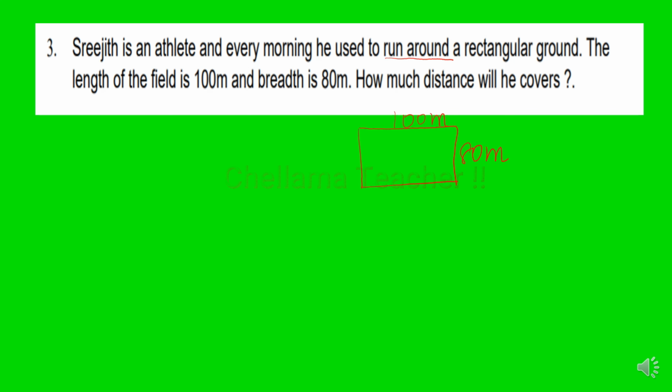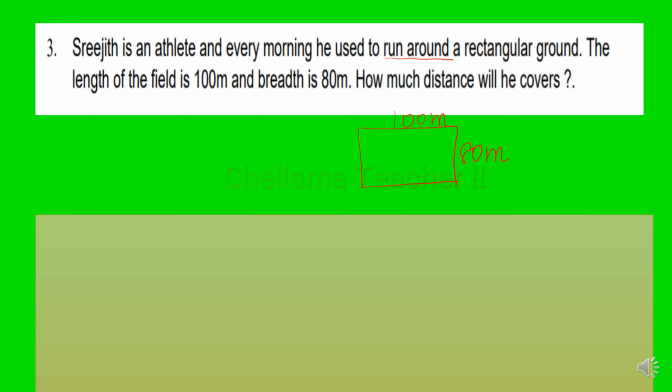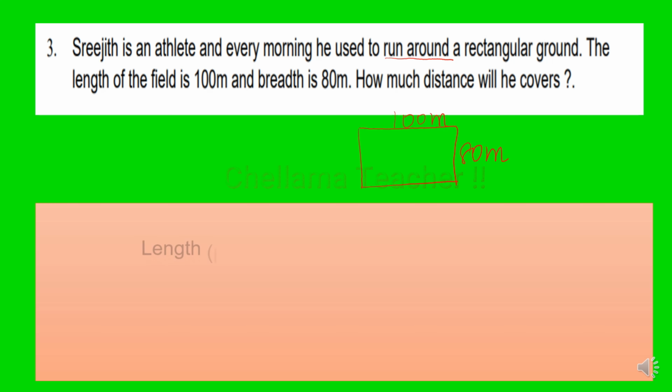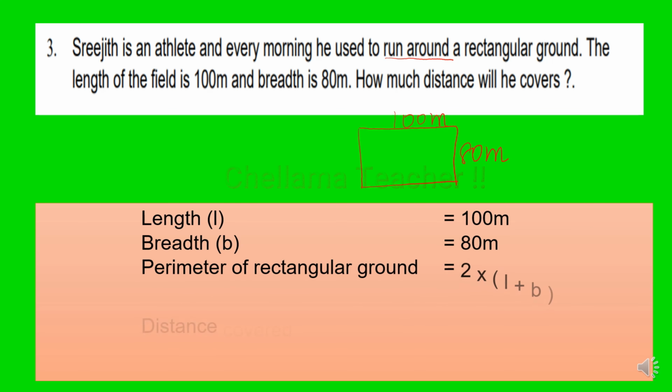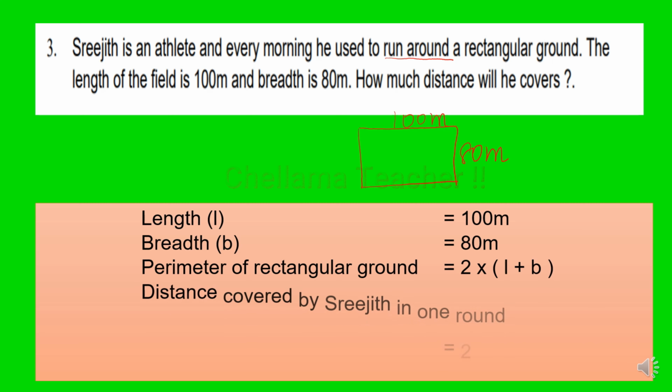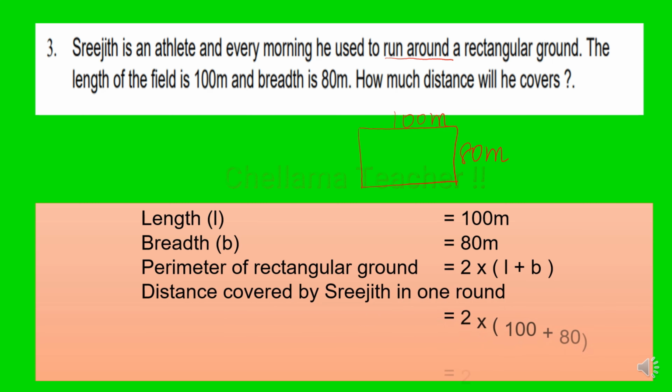So let's solve this problem. Here the length of the rectangular field or ground is equal to 100 meter and breadth is equal to 80 meter. Perimeter of rectangular ground is equal to 2 into L plus B. So the distance covered by Srijit in one round is 2 into 100 plus 80. 100 plus 80 is 180. So 2 into 180 we have to calculate. So 2 into 180 is 360 meter.